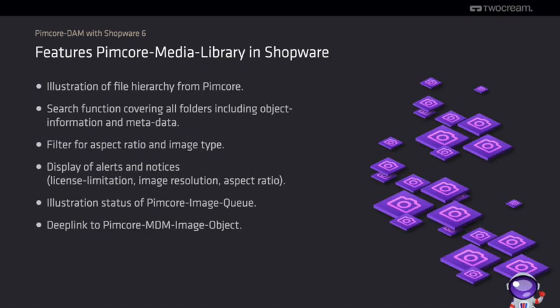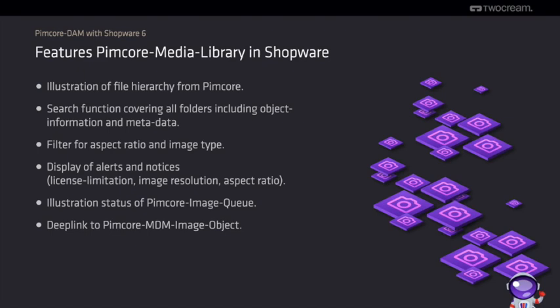Within this media library, by default, the given Pimcore hierarchy tree is displayed. For a full text search function, you can search across all information of the images, including its metadata. You can filter for aspect ratios and image types.